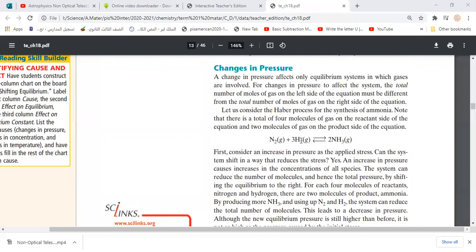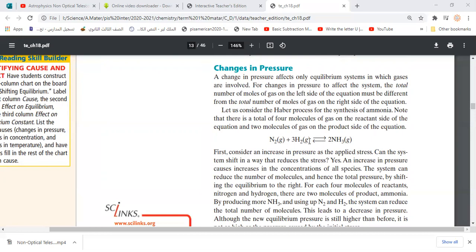To ensure that a reaction can be affected by a change in pressure, we must be sure that the total number of moles of reactants is different from the total number of moles of products. As you can see, in this reaction nitrogen reacts with hydrogen to produce ammonia. The total amount of moles in the reactants is 4 moles, 1 mole of nitrogen plus 3 moles of hydrogen. They produce 2 moles of ammonia. So here, pressure could have an effect.